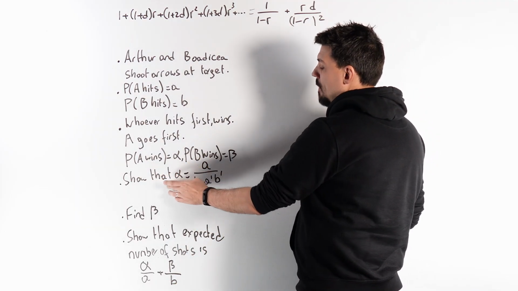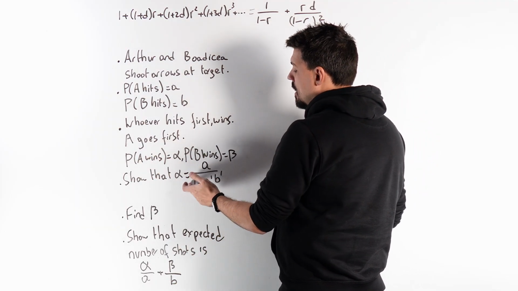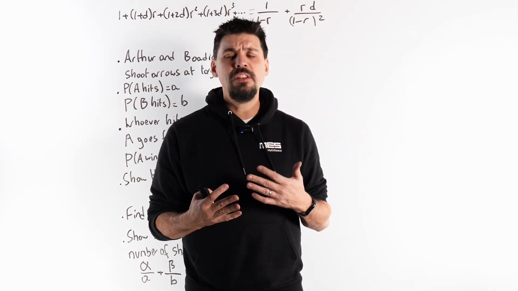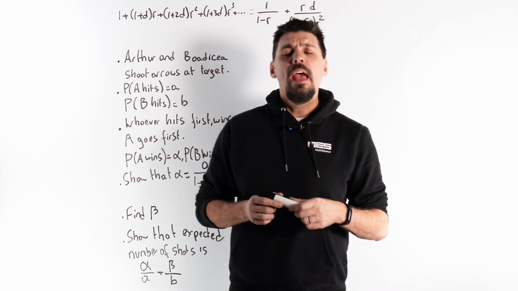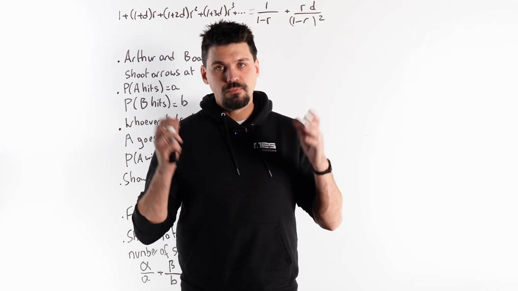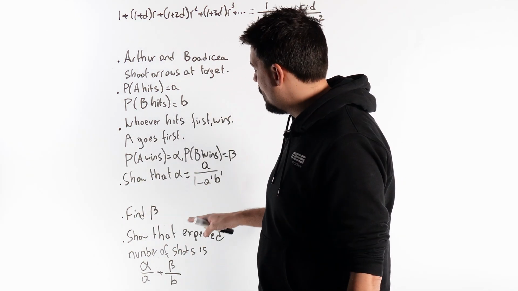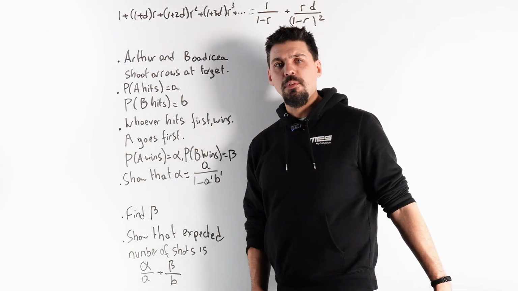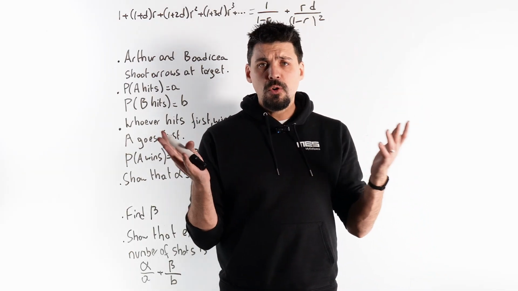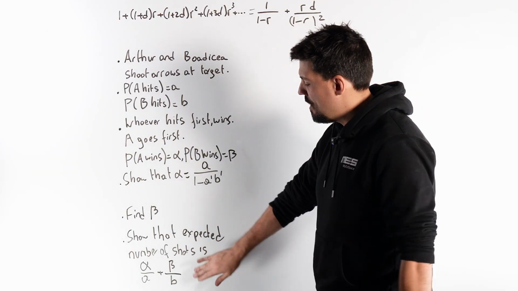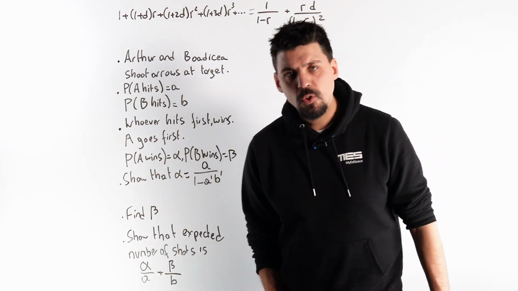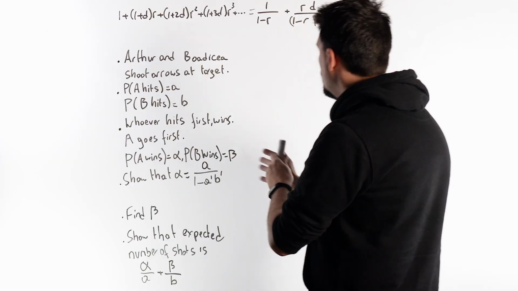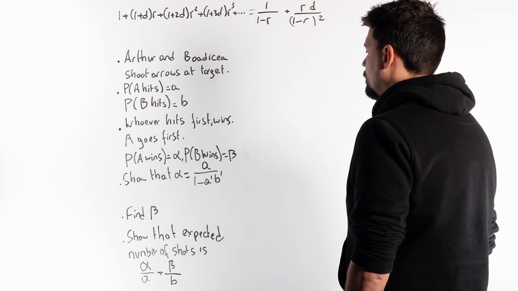We need to show that the alpha, i.e. the probability that Arthur wins, is A over 1 minus A dashed B dashed. Standard notation is that A dashed is 1 minus A, and B dashed is 1 minus B. We'll do the same thing, we'll then find an equivalent result for beta, and we're going to show that the expected number of shots required over the course of this contest is this. All set? Good. Right. Let's go.